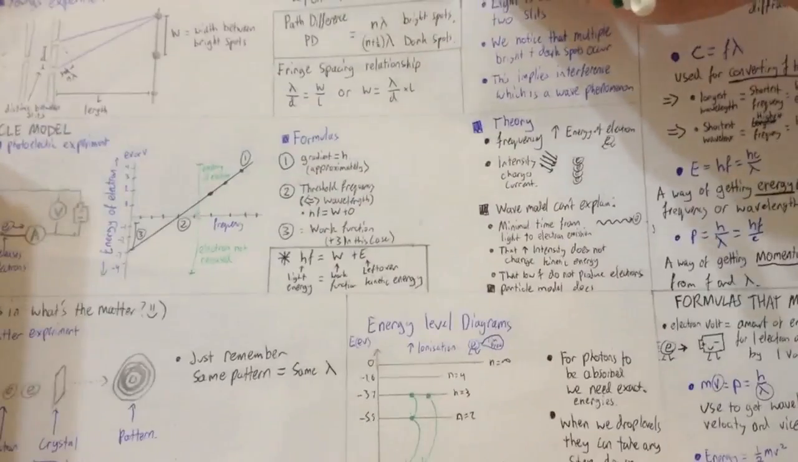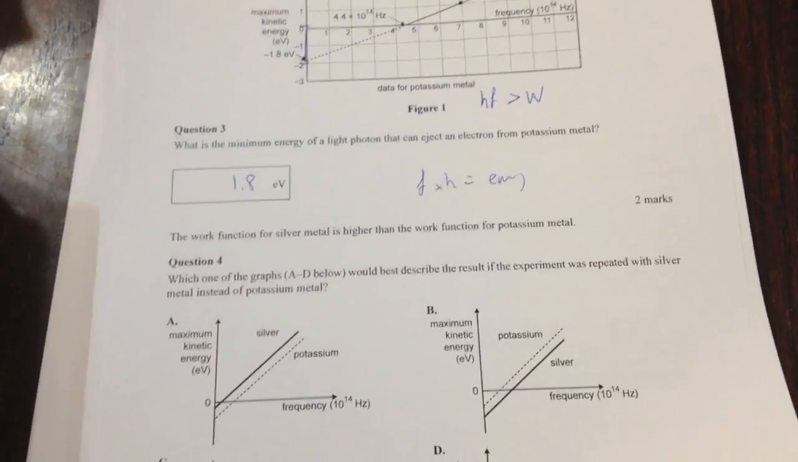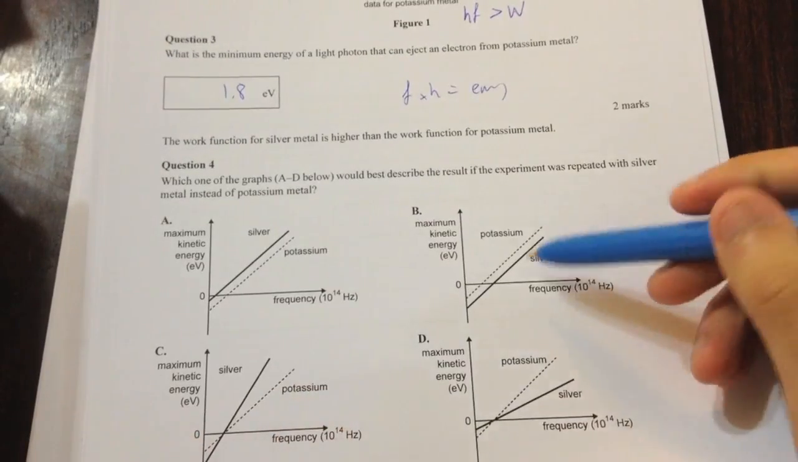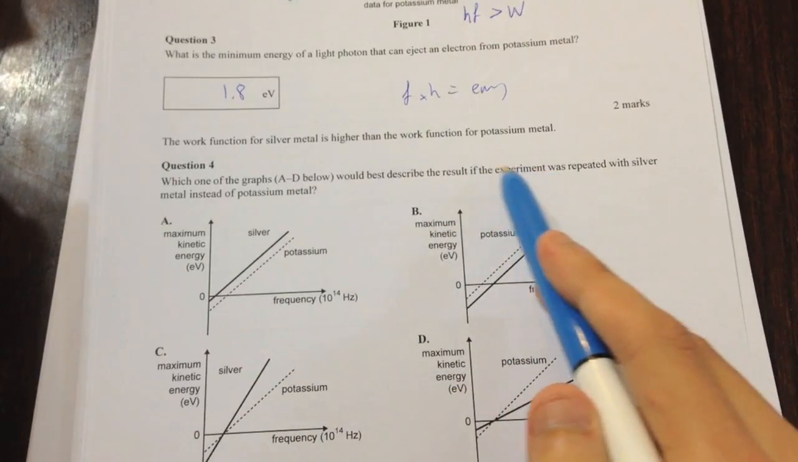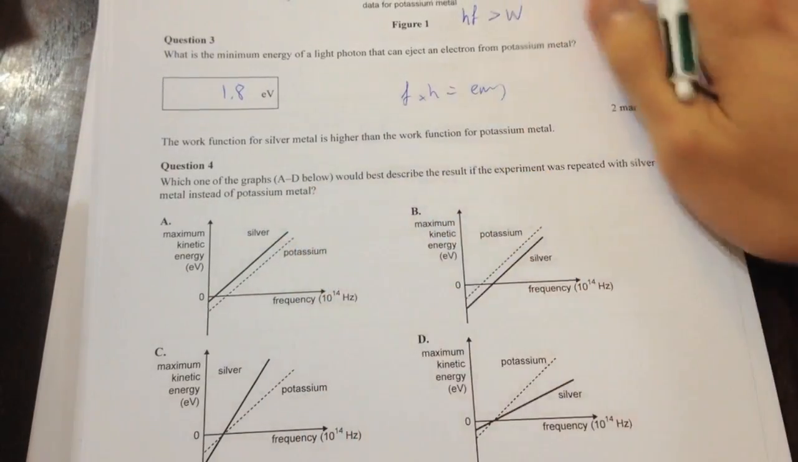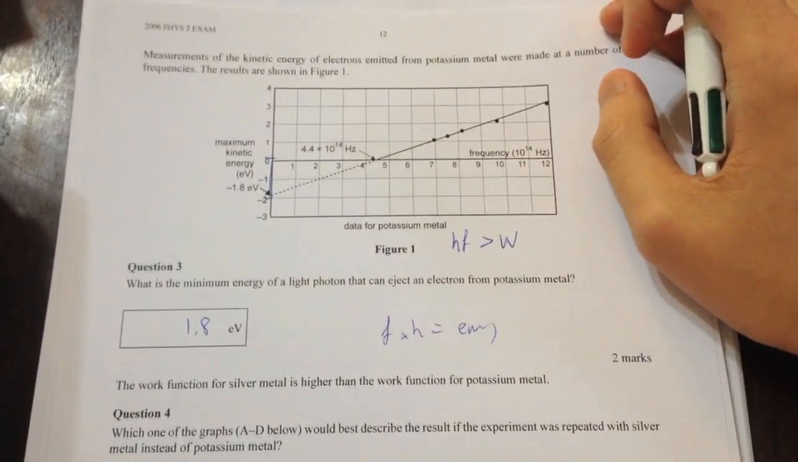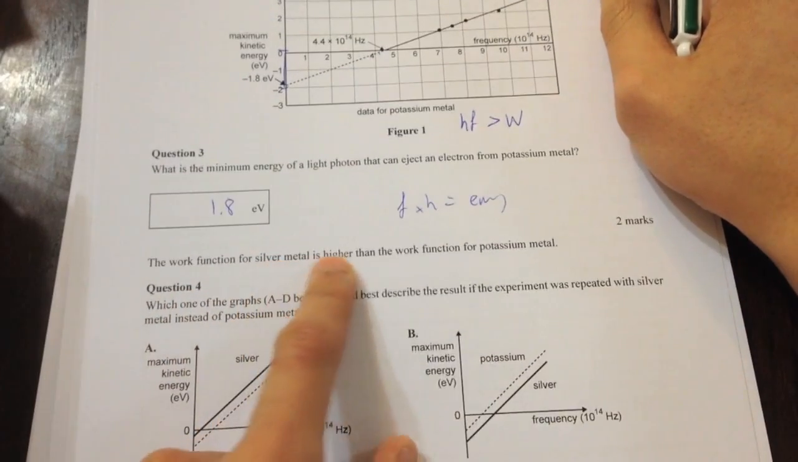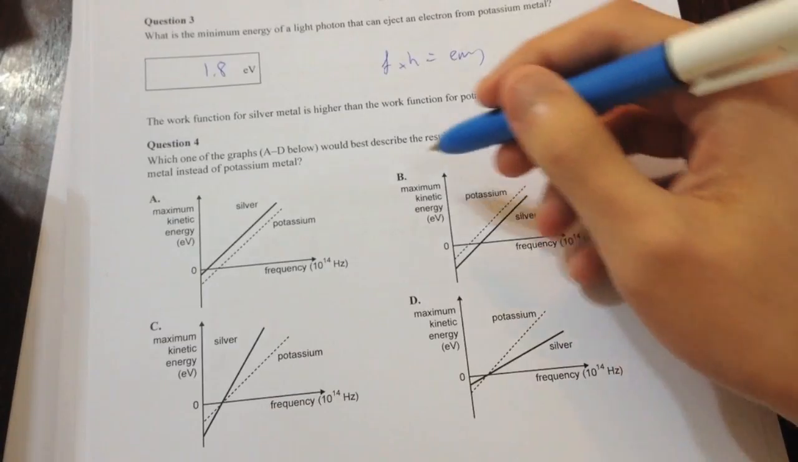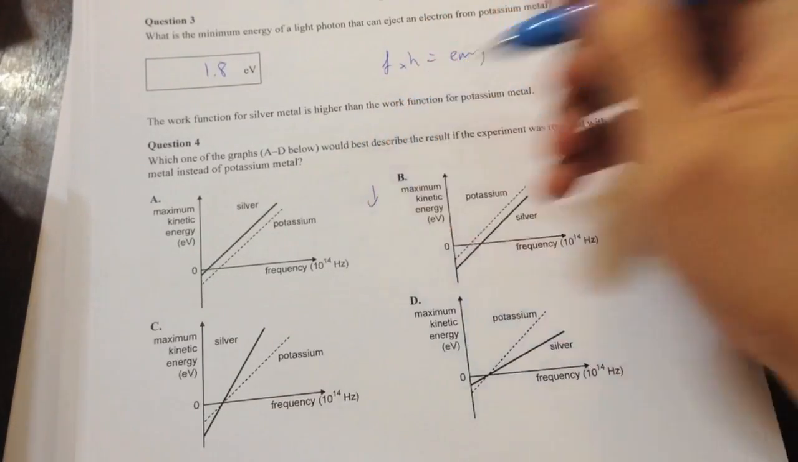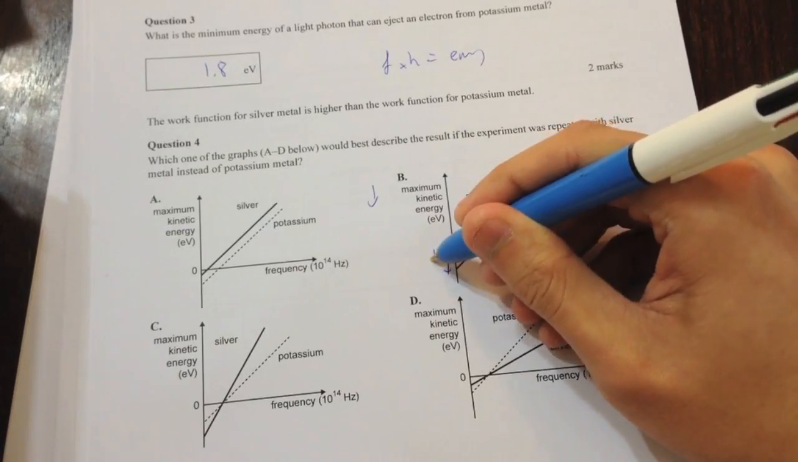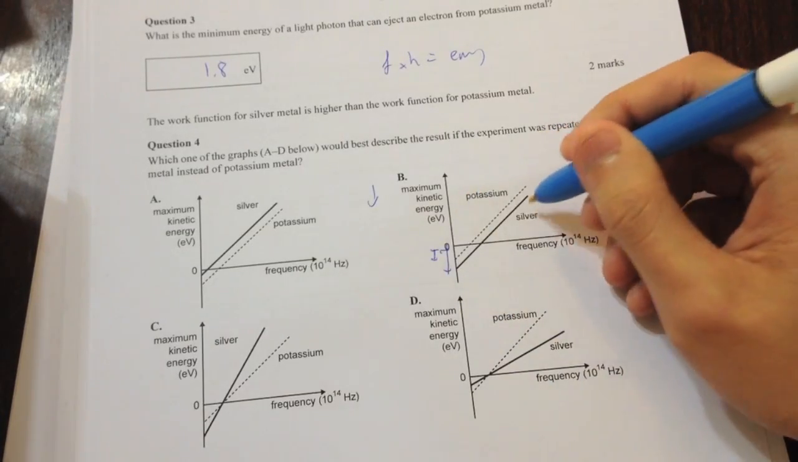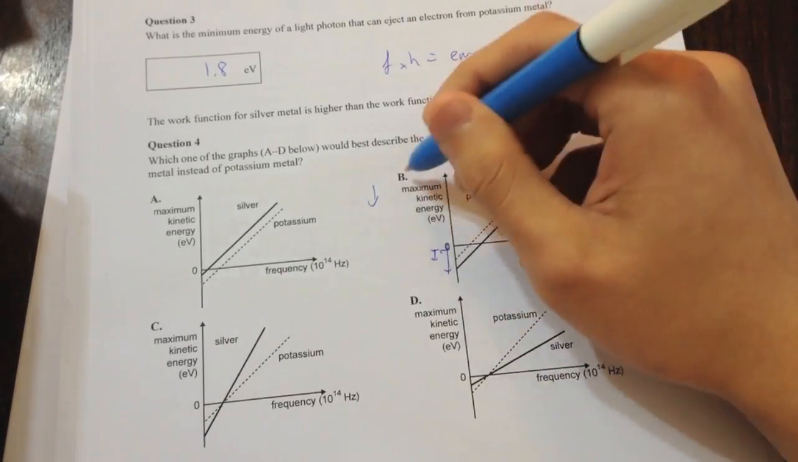Okay. In terms of theory, the other kind of question they want to give you is this kind of thing: which would better describe the experiment if it was repeated with silver metal instead of potassium? The work function for silver metal is higher than the work function for potassium. So if it's higher, we know the graph for silver has to be lower, because the work function for silver has to be bigger than that for potassium. So this looks like the right kind of graph. So it would be B.